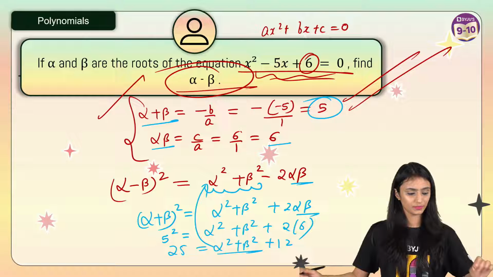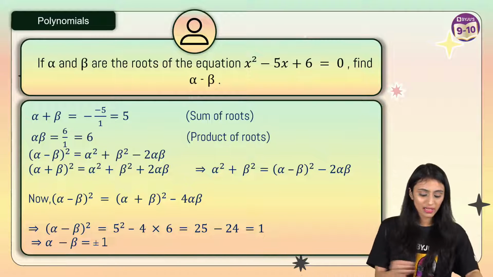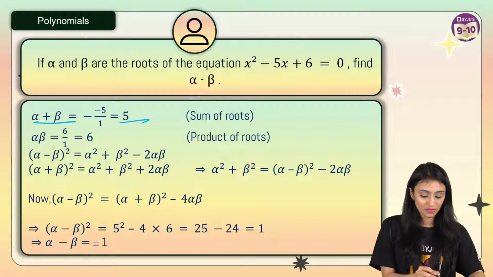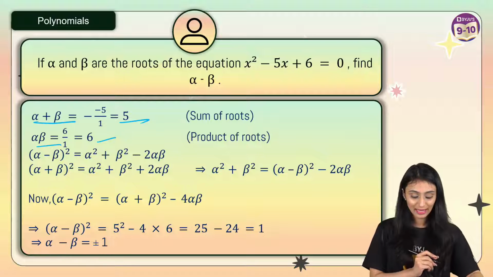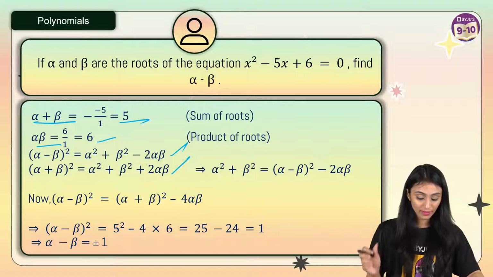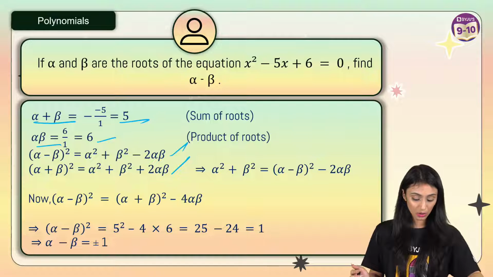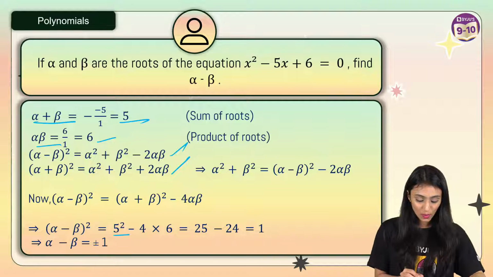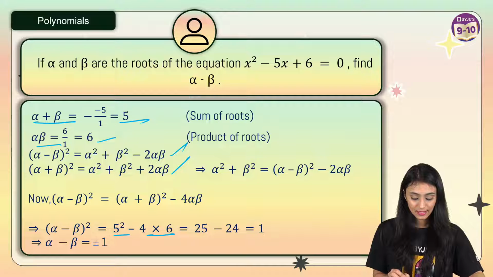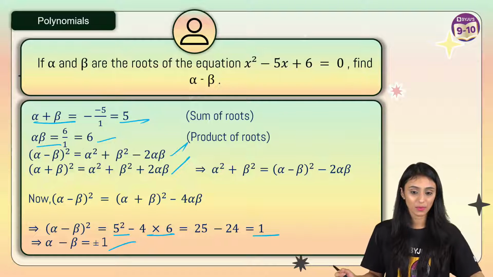Any doubts? So simply we have the value of sum of zeros. We have product of zeros, right? As I said, you will be using these two identities so that you can get the value of alpha minus beta whole square. That's going to be 5 square minus 24. That's 1. So it's going to be plus minus 1.